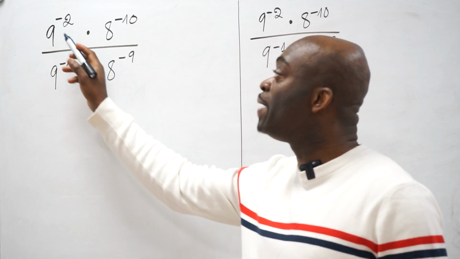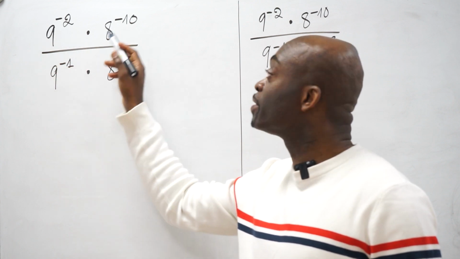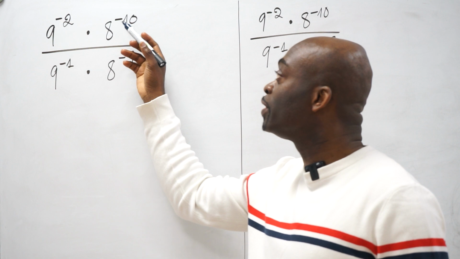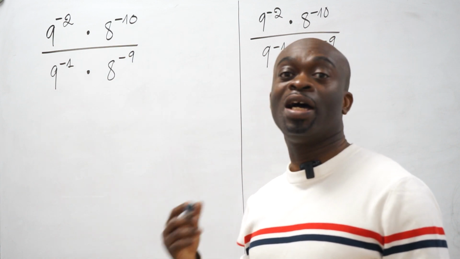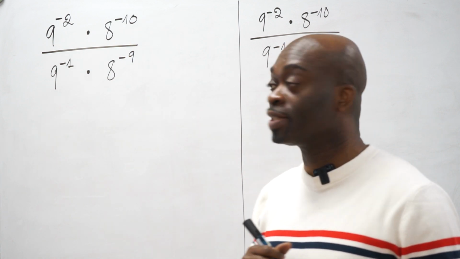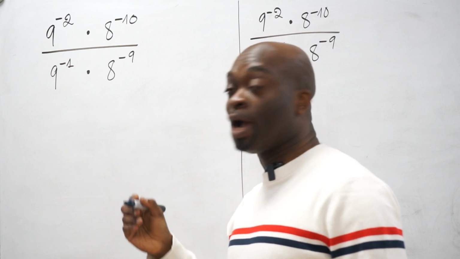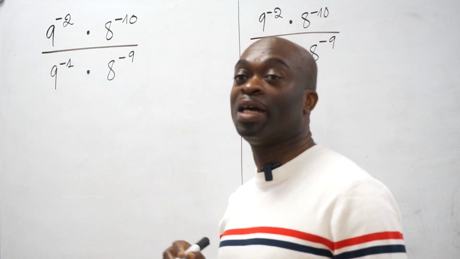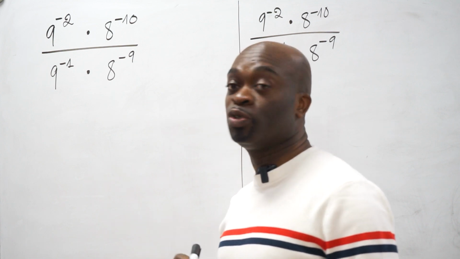We've seen some bases, right? 9 is the base, 8 is the base, 9 is the base, 8 is the base, and of course negative 2, negative 10, negative 1, negative 9 are powers or exponents, correct? So we are really tempted to do what? To combine the 9 power negative 2 and 9 power negative 1. And how do we do so?